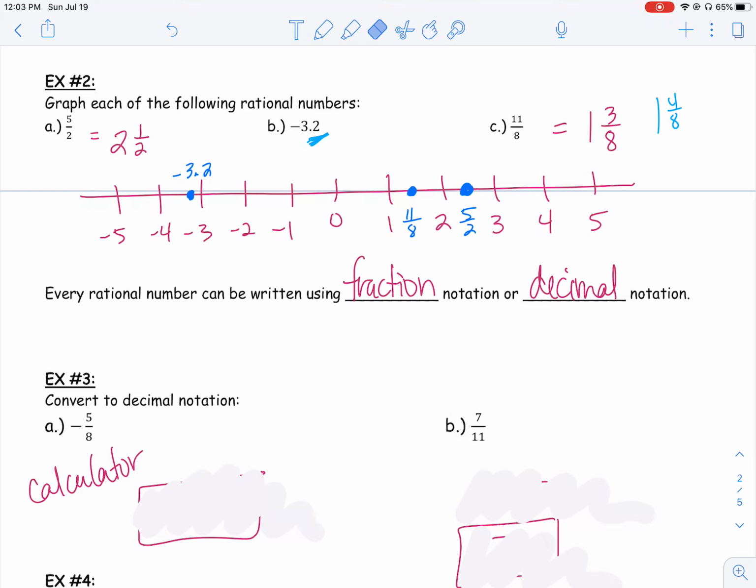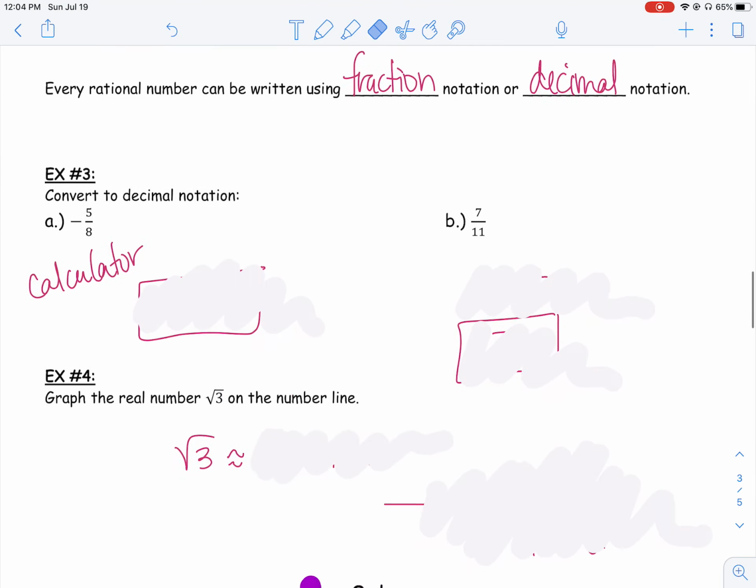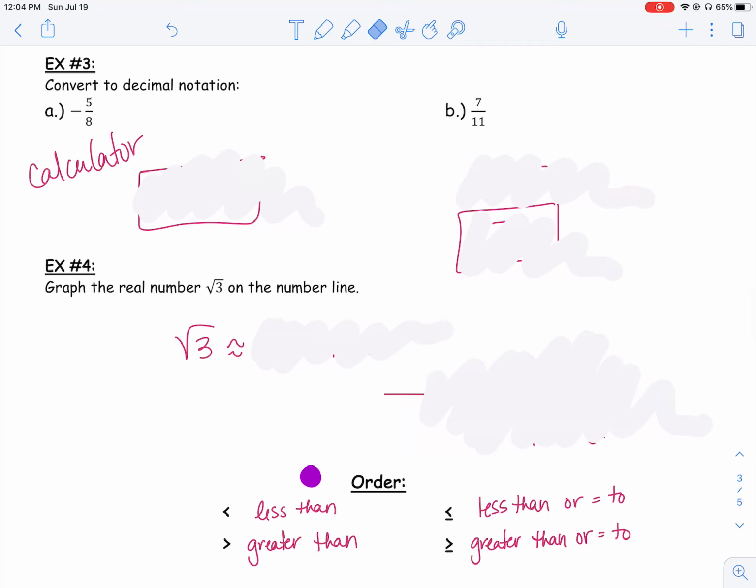Now, every rational number can be written using fraction notation or decimal notation. So it might be easier to take a fraction and, instead of writing it as a mixed number like 1 3/8, maybe write it as a decimal so you can see what its value is. For example, you might want to convert -5/8 into a decimal instead. In this class, I'm going to allow you to use a calculator, so you can simply take 5 divided by 8, and your calculator will spit out this decimal, -0.625. So a little bit more than 0.5, a little bit more than 1/2, and then you can graph that on your number line if you were asked to graph.